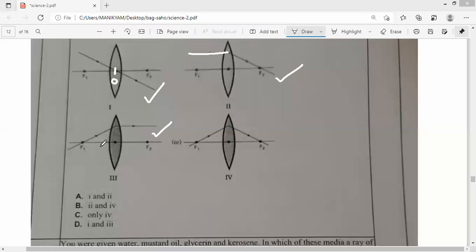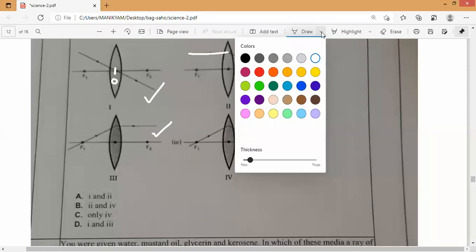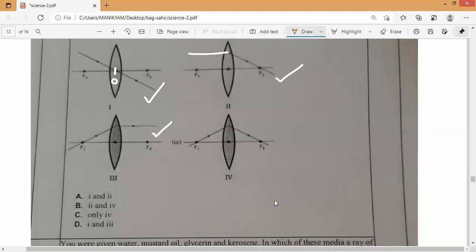3 is also correct, because going through the focus, it will become what? It will become parallel to the principal axis. Don't think that going through the focus here itself only it becomes parallel. In any direction it will become parallel. Do you understand, guys? So it is also correct. So be careful, that is what I will suggest. So going through the focus, it will become parallel to the principal axis.